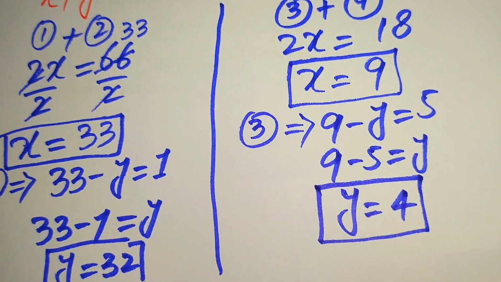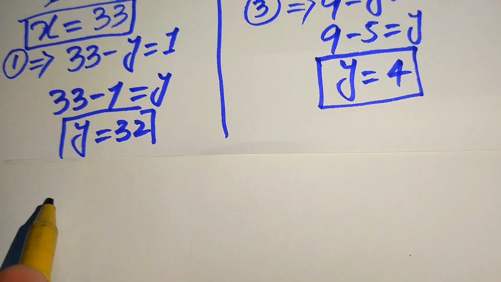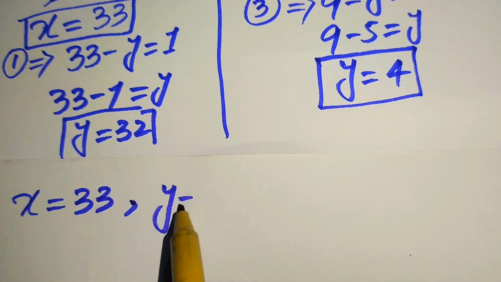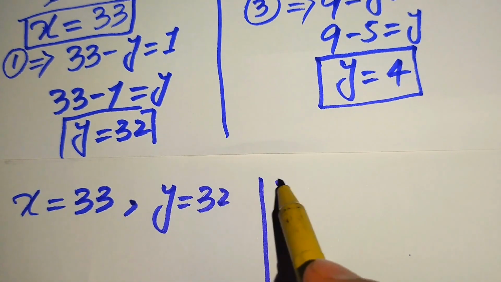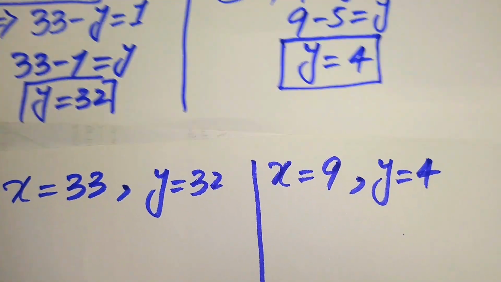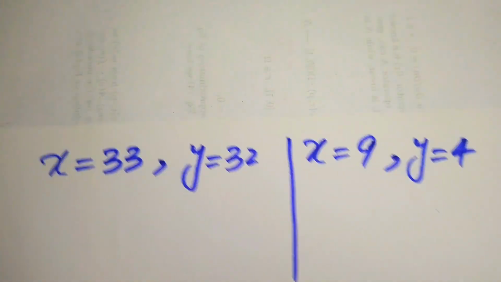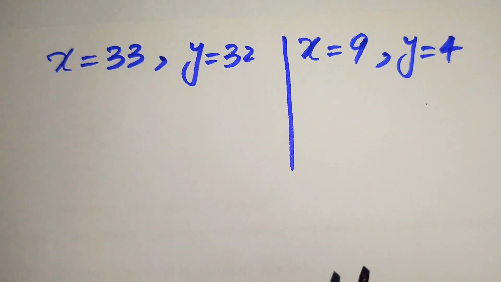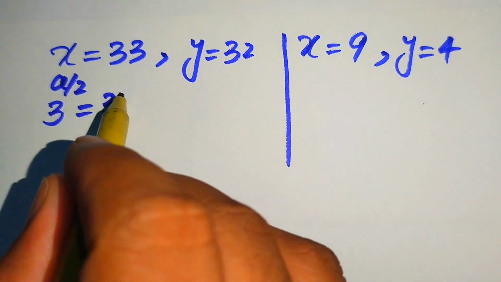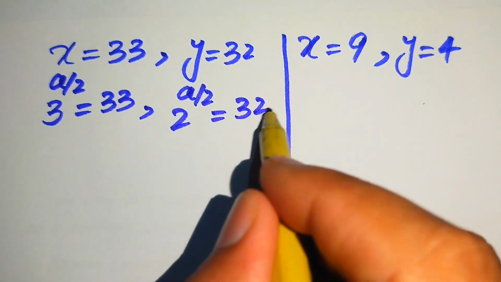So from both of these two cases we get the values of x and y. And now first we copy down both of these two values here. In the first case we get the value of x is equal to 33 and the value of y is 32, and from the second case we get the value of x is equal to 9 and the value of y is equal to 4. But now we move backward and we substitute the values of x and y into both of these two cases. So we have 3 to the power of a divided by 2 equals 33, and 2 to the power of a over 2 is equal to 32.